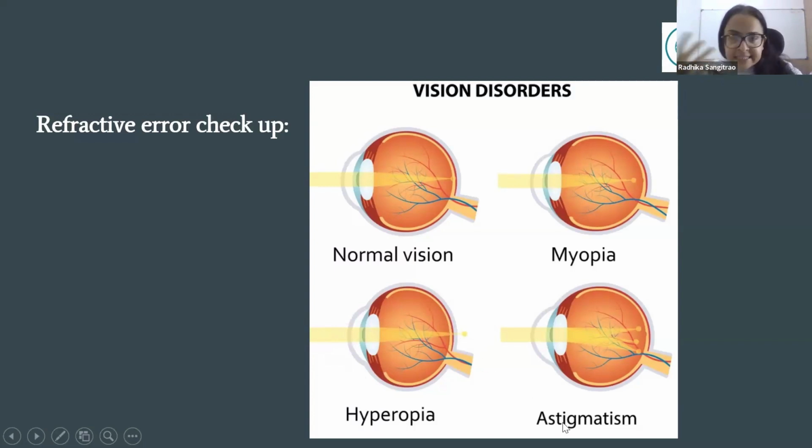And something called astigmatism is also there, in which the shape of the cornea or the shape of different structures that bend these rays of light is irregular, less close to a circle or a sphere. So different parts of the eye tissues bend the light in different ways. They form multiple points of focus, and that is why you get a slanting kind of vision, or blurring of vision in a particular axis. That is astigmatism. These are the basic vision disorders.